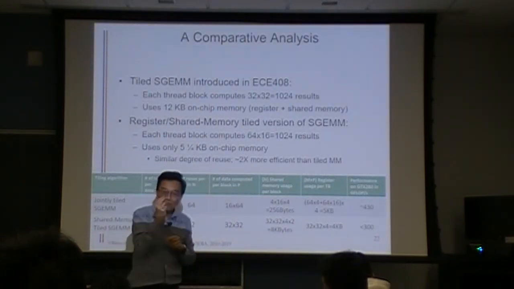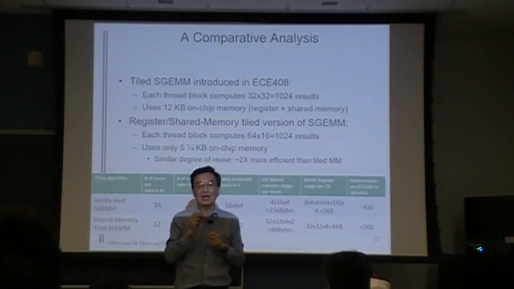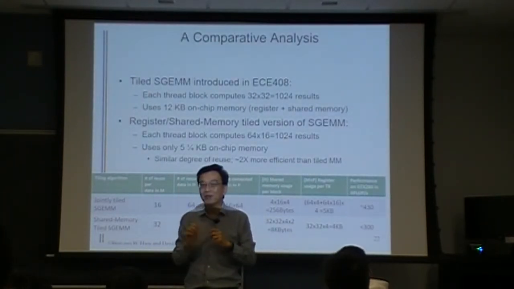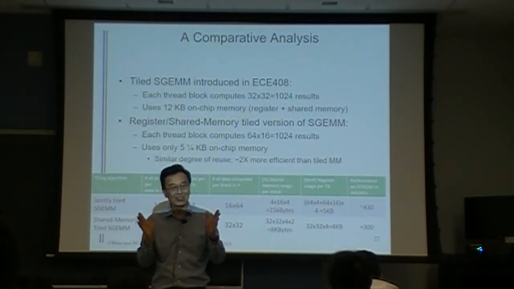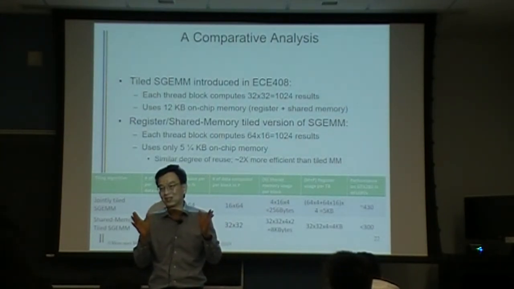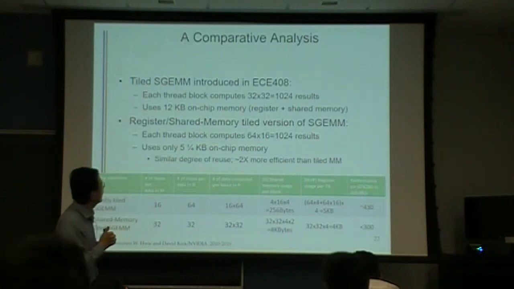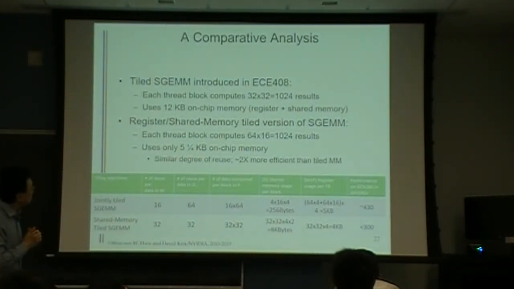Even though every thread is only writing into one key element, because of the number of threads, you're still using a lot of the space in the on-chip memory, right? So 12K bytes of on-chip memory.